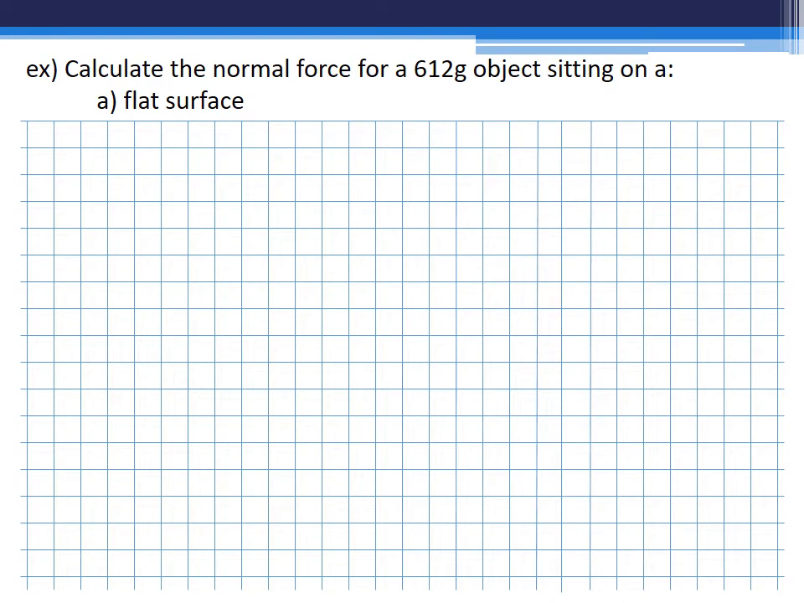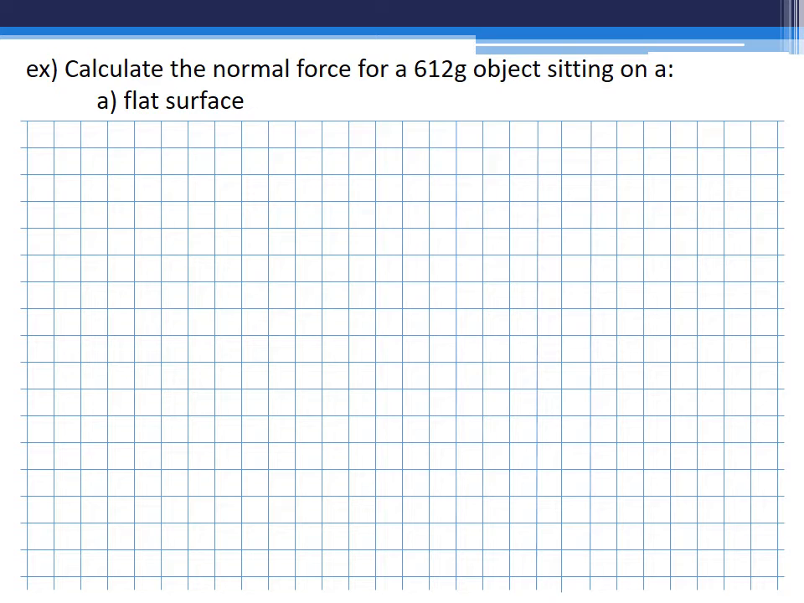Now for the examples. We need to calculate the normal force for a 612-gram object sitting on a flat surface. For all our examples, it will be a 612-gram object. So the force of gravity will be the same in all the examples that we are doing today.